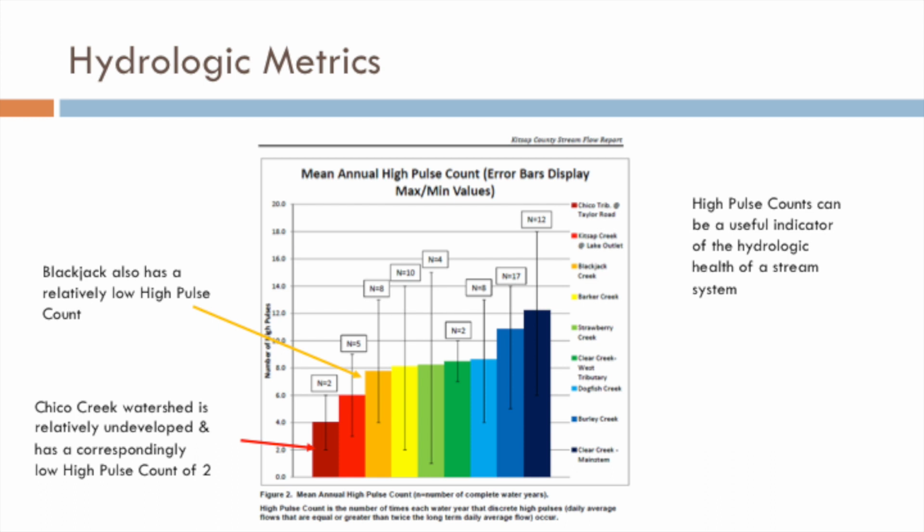And in the work King County has done, you find creeks within King County in more urbanized areas that are on the order of 30 high pulses per year. So that's the range that you're looking at. Most streams, like on Vashon Island, such as Tahlequah and Judd, you will find are down on the order of probably around 10 high pulse counts. So Blackjack is in not too bad a condition presently.